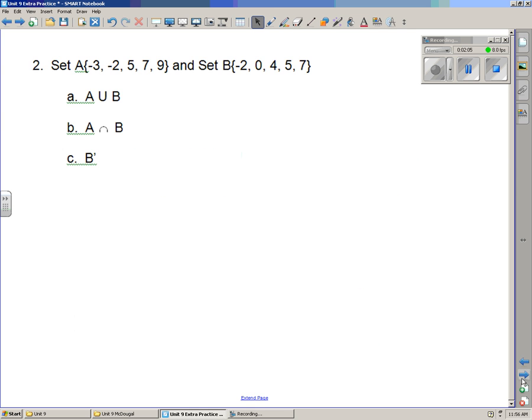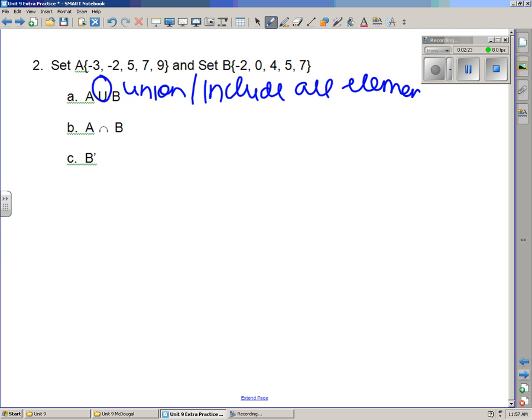Alrighty. We're looking for union, intersection, and complement. Remember, A union B, this thing right here, is the union. So you're going to include all elements. So then for 2A, I'm going to include every single possible number. It does not have to be in numerical order. It can be any way you want.